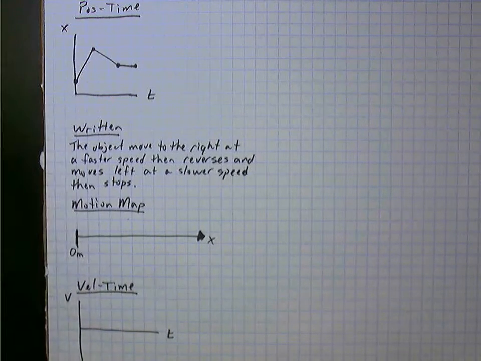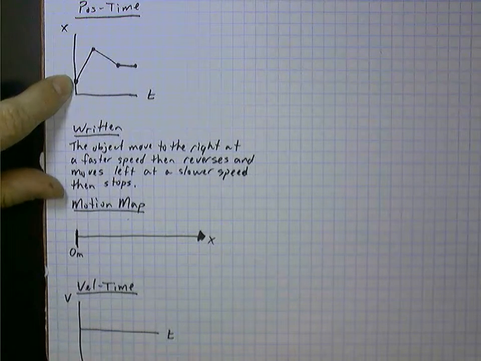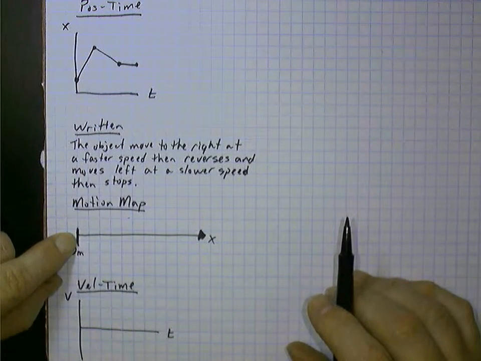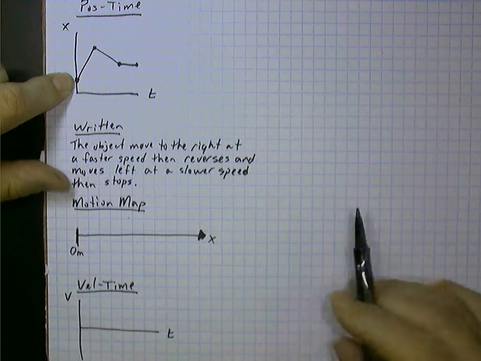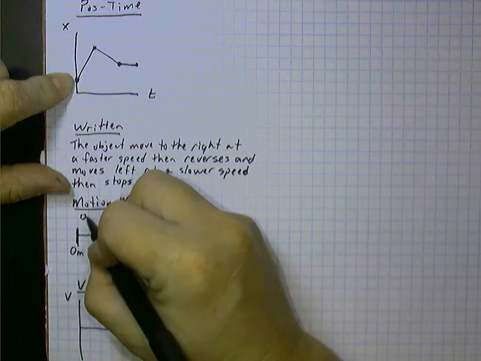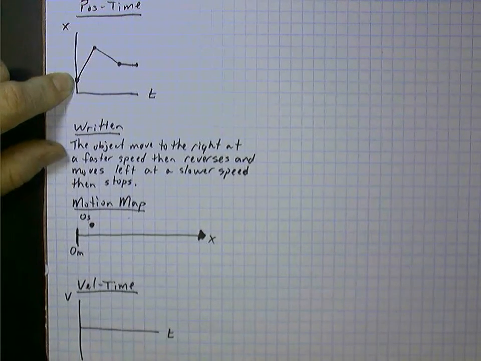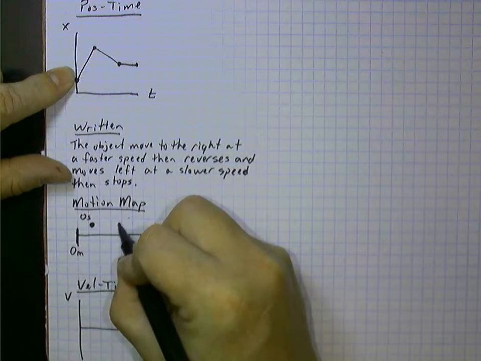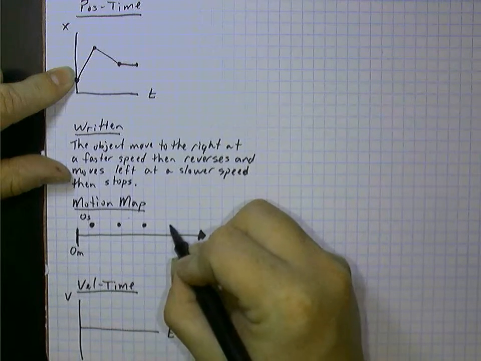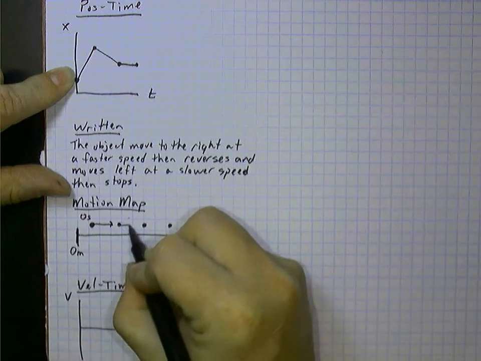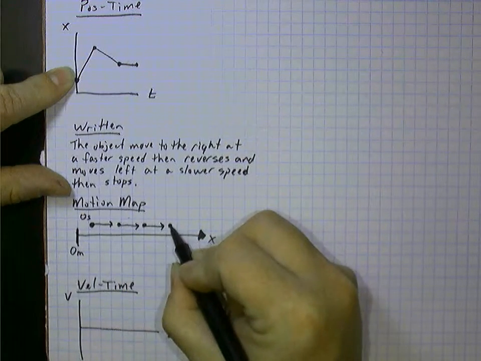Once I have the written description, coming up with the motion map is relatively straightforward. I see that it starts not at 0, so this corner right here would be the 0 point on the motion map. It starts at some place positive but not 0. Maybe that's here. I like to label the first location as 0 seconds, so it's easy to know where to start. It's going to move to the right at a fairly high rate of speed, so I'm going to put the dots kind of far apart. I'm looking for rough, even spacing.